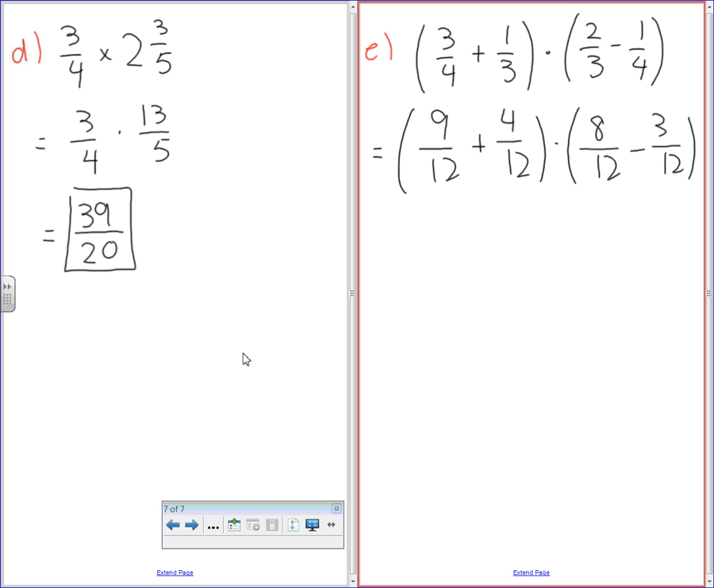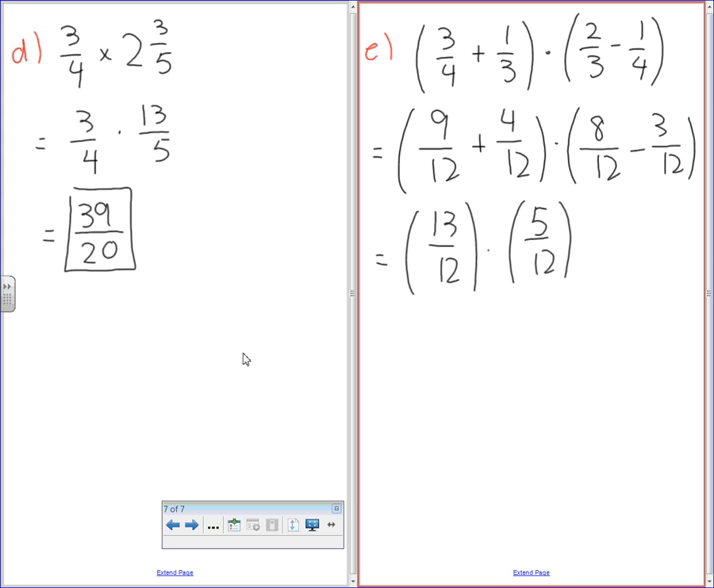Tell me what 9 over 12 plus 4 over 12 is. Good. And 8 over 12 minus 3 over 12, Bailey, keep going, is? Now, the brackets I don't actually need, okay? I'm going to leave them in there, but you don't actually need them because I've actually simplified them at this point, so I can take them out if I want to.